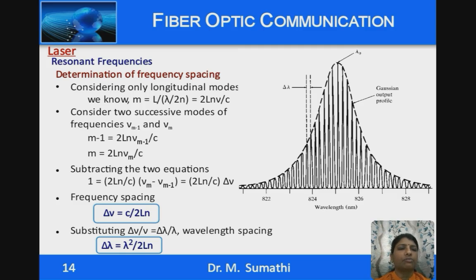Consider two modes that are successive to each other, and let us consider their frequencies to be nu m minus 1 and nu m. Substituting m minus 1 and m in this expression and subtracting the two equations, we get the frequency spacing delta nu is equal to c by 2Ln, and we know that delta nu by nu is equal to delta lambda by lambda, that gives the wavelength spacing. So this is the wavelength spacing between two adjacent frequencies or two adjacent modes.